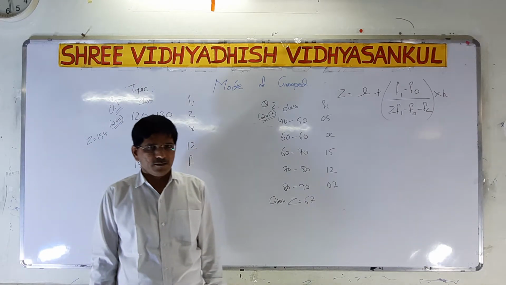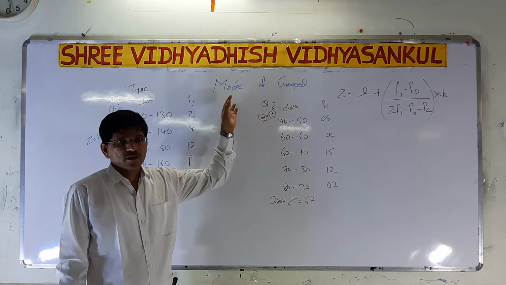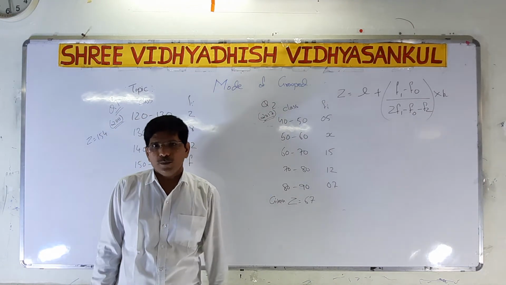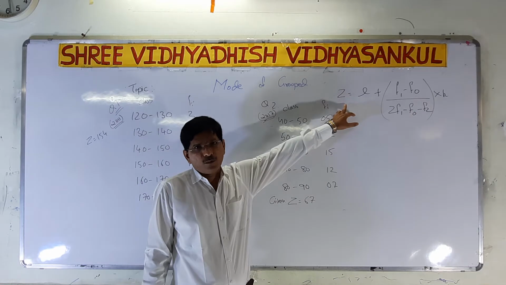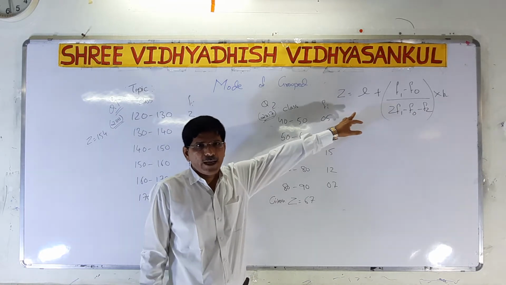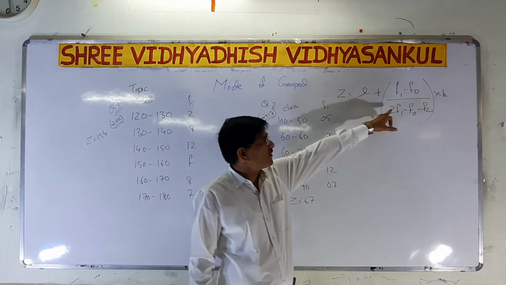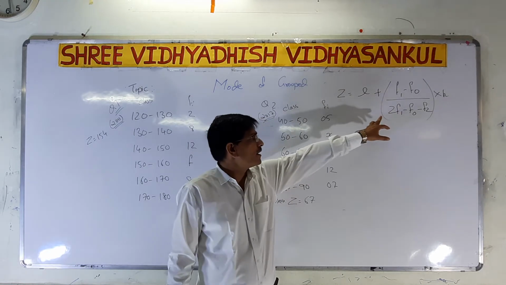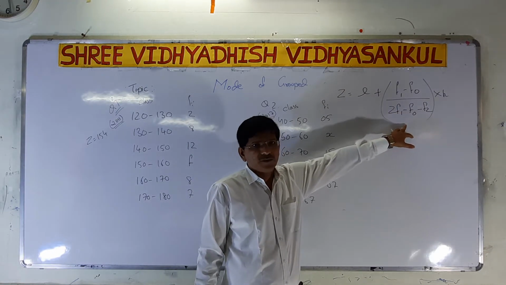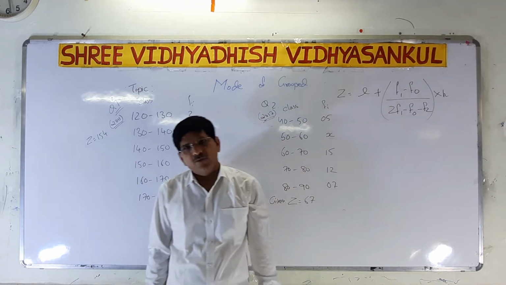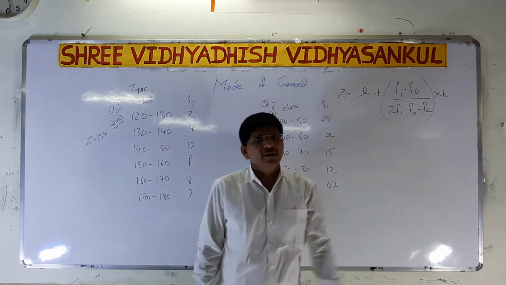Good morning, friends. In the last lecture we discussed the mode of grouped data. In the mode of grouped data, we have already discussed the formula: Z is equal to L plus (F1 minus F0) divided by (twice F1 minus F0 minus F2), into height H.